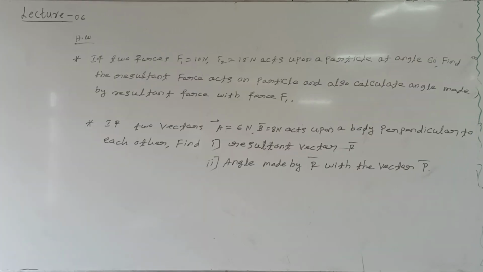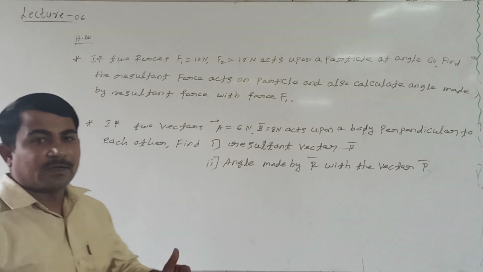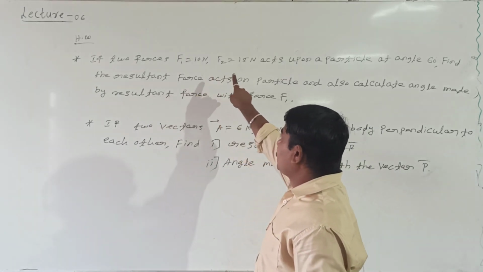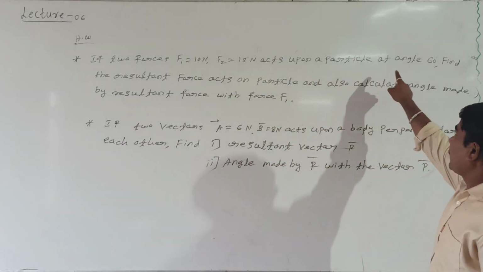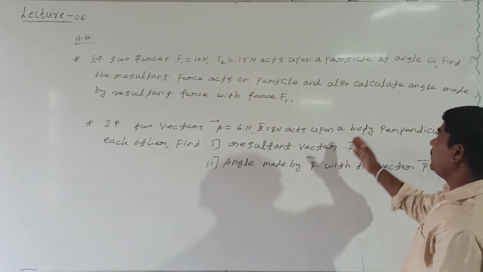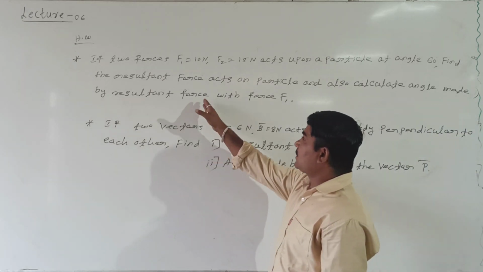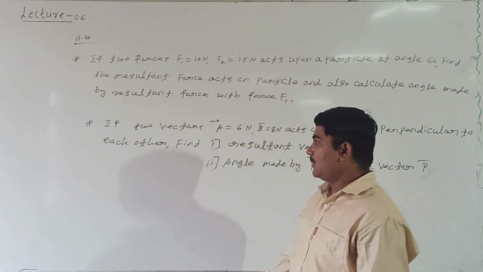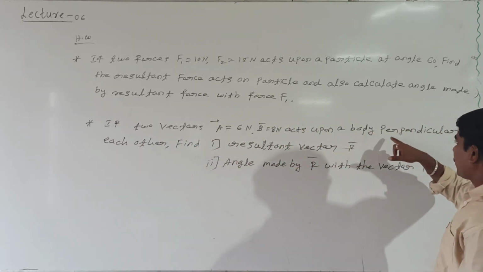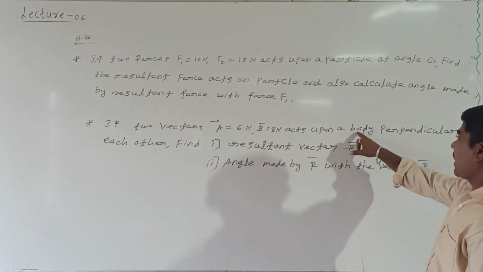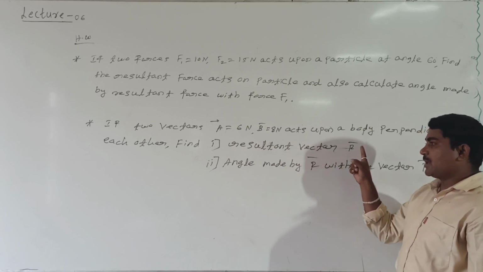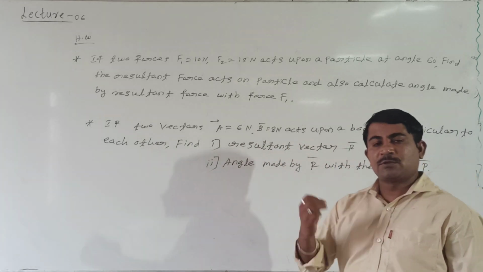Hello students. These are two numericals. One numerical: if two forces F1 equal to 10 Newton and F2 equal to 15 Newton act on a particle at an angle of 60 degrees, find the resultant force acting on the particle and also calculate the angle made by the resultant force with force F1. Second: two vectors A equal to 6 Newton and B equal to 8 Newton act on a body perpendicular to each other. Find the resultant vector R and the angle made by R. Both numericals are the same.